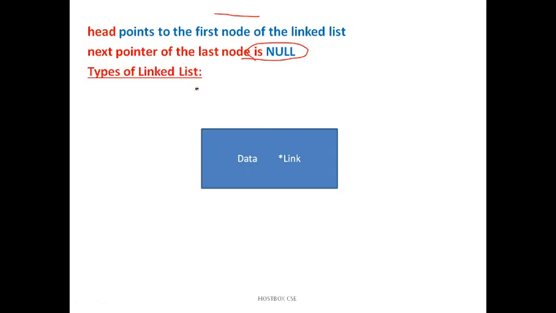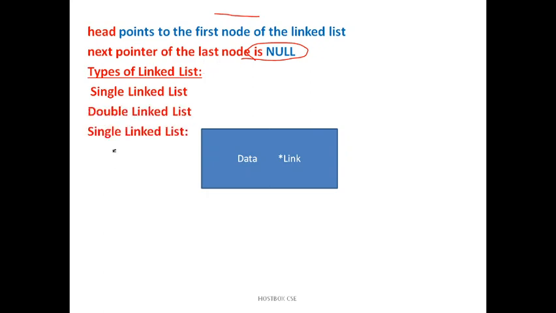Now see the types of linked list. There will be 3 types. One is called a single linked list, another is a double linked list, and another is a circular linked list. We don't bother about the others because we consider only the single linked list. In a double linked list, a left link and right link will be there.